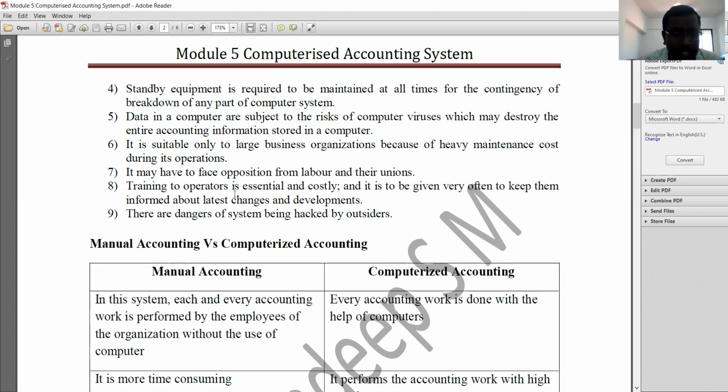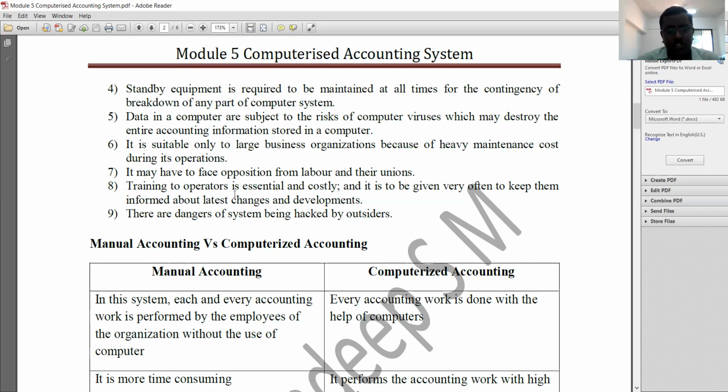Training for operators is essential and costly. Meaning, yes, we will purchase computers and computer software, but in order to get work from those computers, we need to train our employees, which is costly, right? But which is essential.